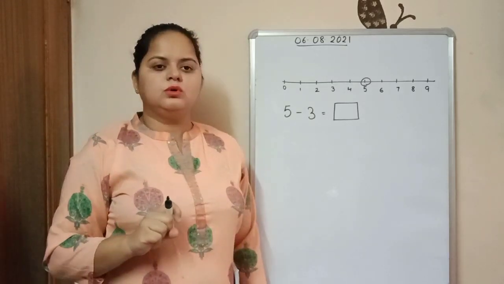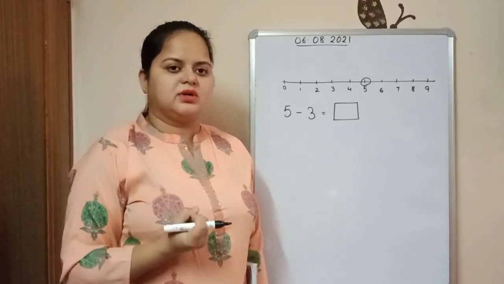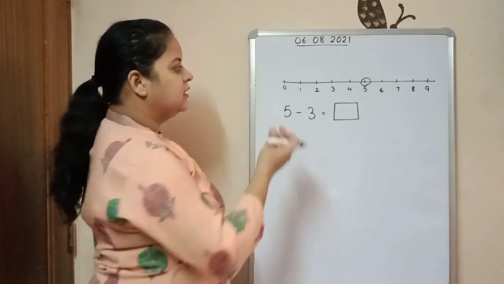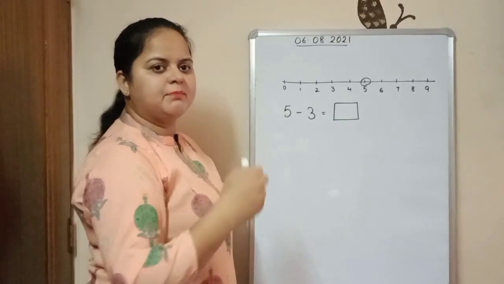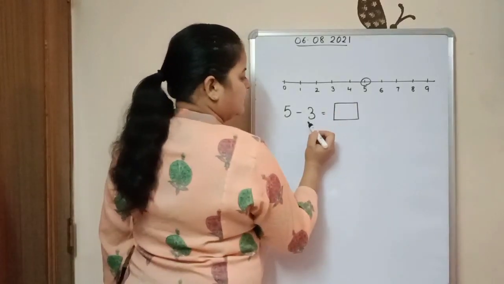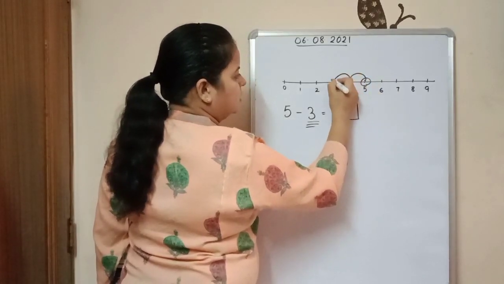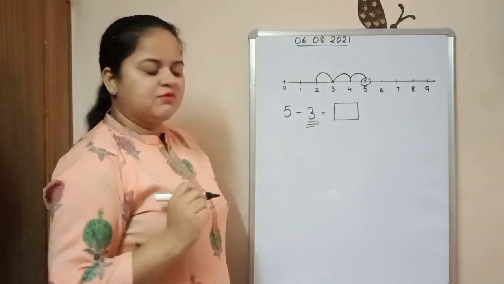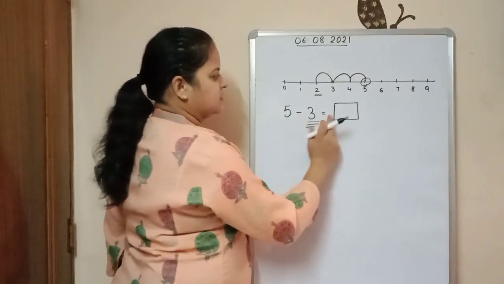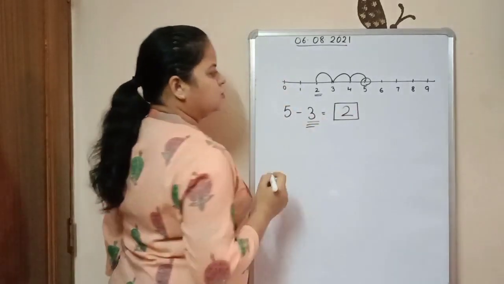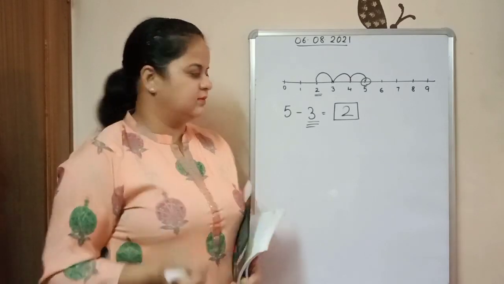We have to take 3 out of 5, we have to remove them. How will we do it? We will do backward counting. We will do back jumps on the number line. We will jump 3 times: 1, 2, 3. Where did we reach? 2. So 5 minus 3 is equal to 2. If we take 3 out of 5, the answer is 2.